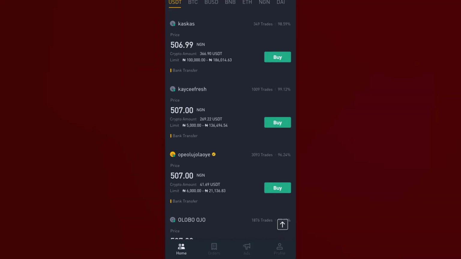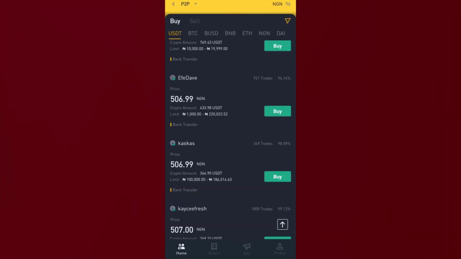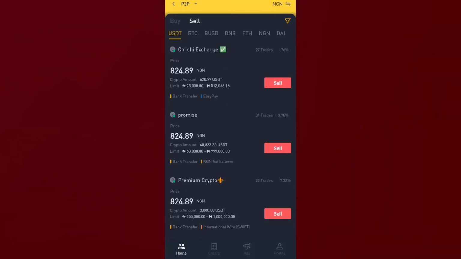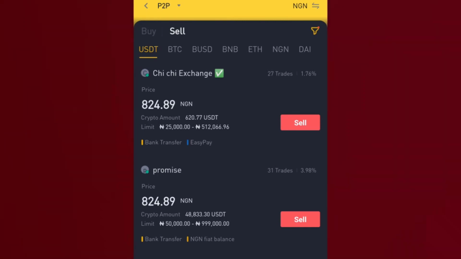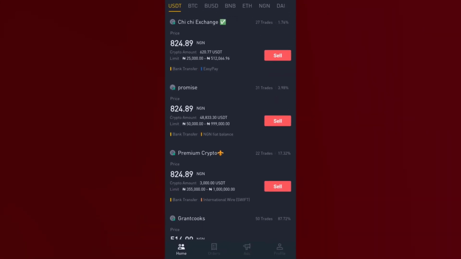So you already know that in this case of buying USDT, if I wanted to sell it right after buying it, the best way to do it is to sell it at the highest price, 507. So when I go over to the sell side, remember I told you guys about making sure to look at the people's rates and look at whether they are scammers or not. You can see this first person right here. This price isn't the right price to look at.